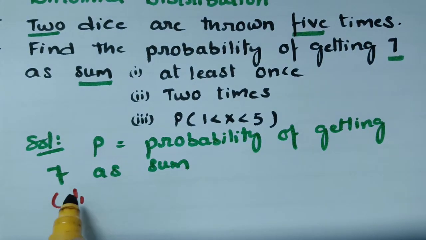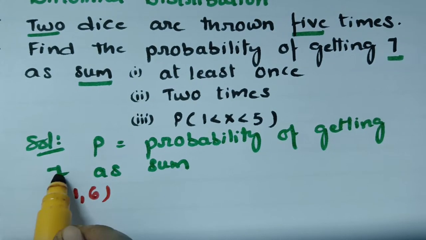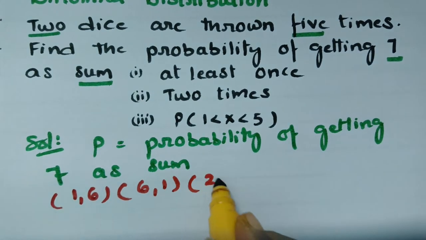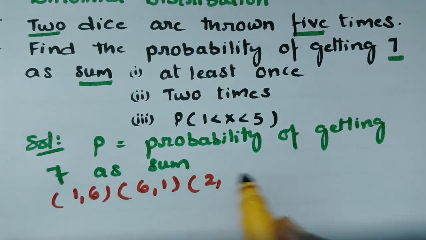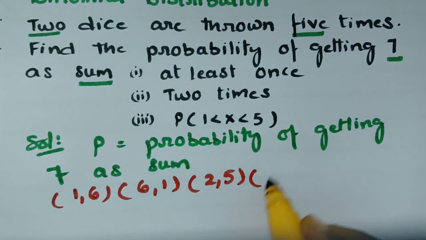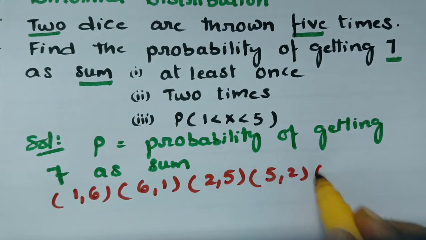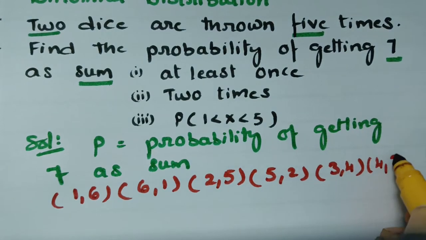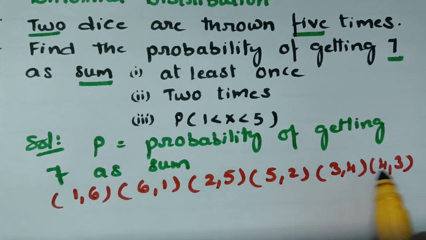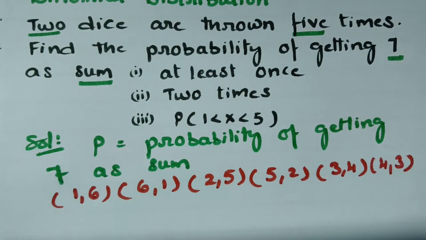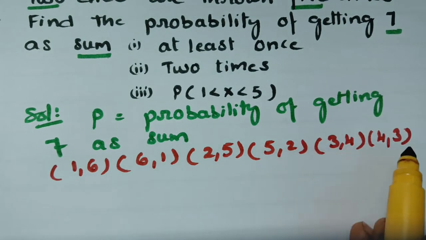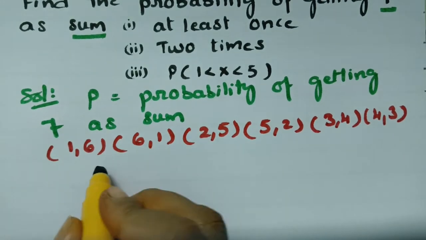On the first die, if it's 1, then in order to make it 7, the second should be 6. Next, 6, 1. Next, 2, and on the second die it should be 5. Next, 5, 2. Next, 3, 4, and similarly 4, 3. If you add up all these, we get 7 as sum when 2 dice are thrown simultaneously. Therefore, 1, 2, 3, 4, 5, 6. There are 6 chances of getting sum as 7.